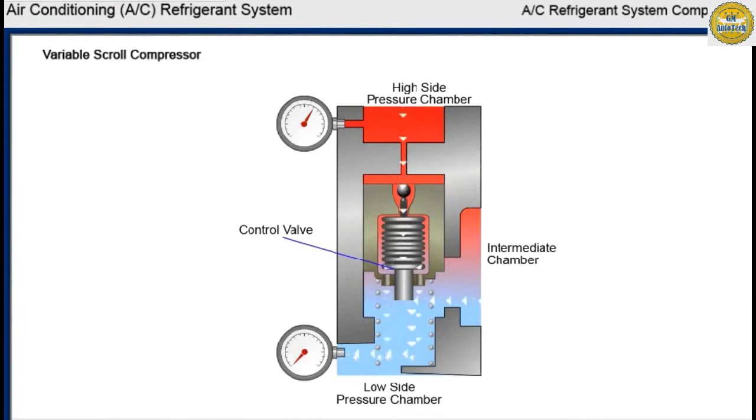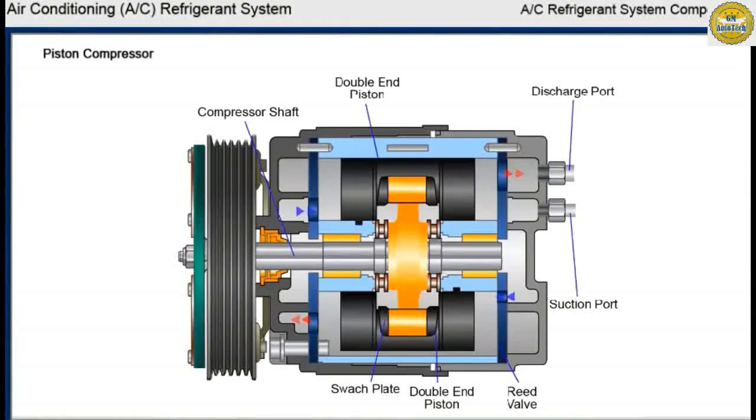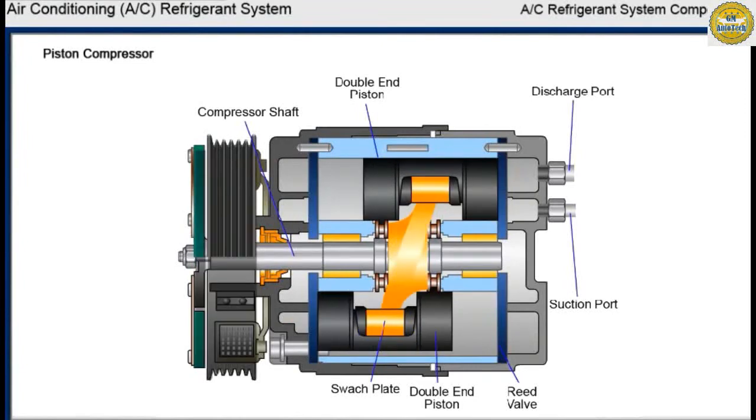This allows the compressor to function at minimum operating capacity, which could be as low as 30% of its total capacity. The variable scroll compressor is highly efficient at higher RPM, but as a result of the design, it is not very efficient at low RPM, and the customer may notice reduced cooling performance when compared to vehicles with piston or variable compressors.